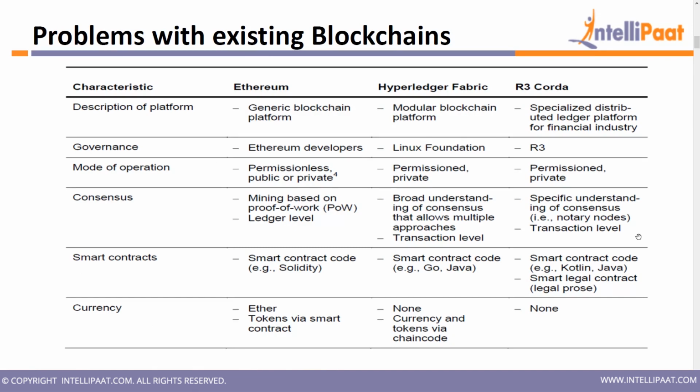So now, before going with Hyperledger or others, let's see what the problems existing with these blockchains are. Characteristic: these are the parameters on the left side, like description of platform.